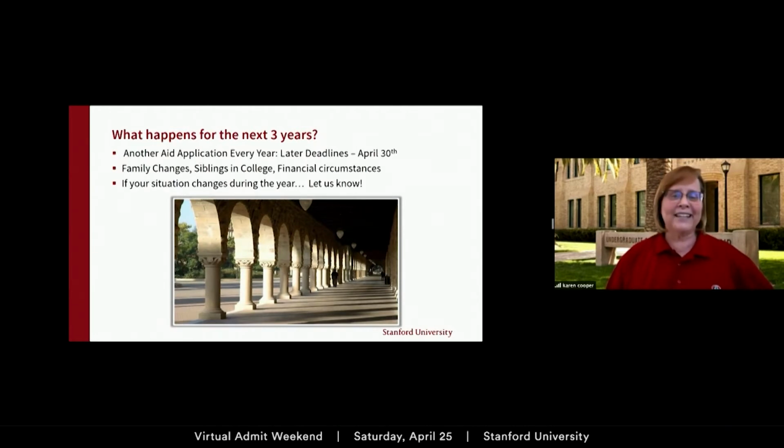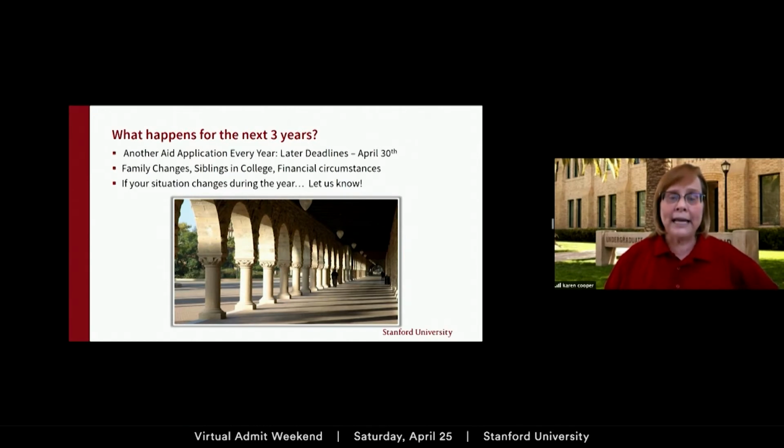So what happens in the next 3 years? You may have noticed that we've given you an award for 1 year, although a typical undergraduate takes 4 years to complete their degree. We do ask you to reapply for aid every year. The priority filing date for returning students is April 30th. You can think of this reapplication process as our annual check-in with you to see if there have been any changes in your family circumstances. If your situation has not changed significantly, you can expect a similar level of scholarship from year to year.